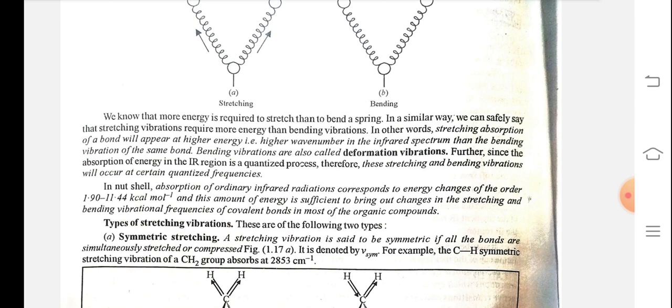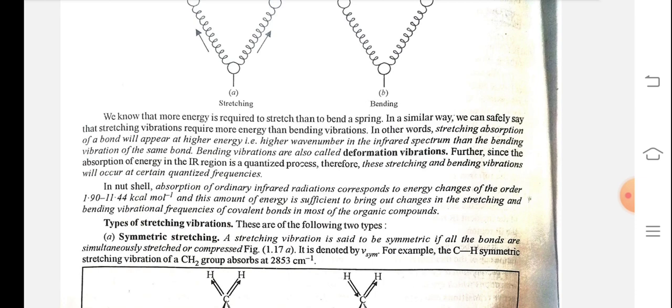In a nutshell, absorption of ordinary infrared radiation corresponds to an energy change of the order of 1.90 to 11.44 kilojoule per mole, and this amount of energy is sufficient to bring about a change in the stretching and bending vibrational frequency of covalent bonds in most of the organic compounds.